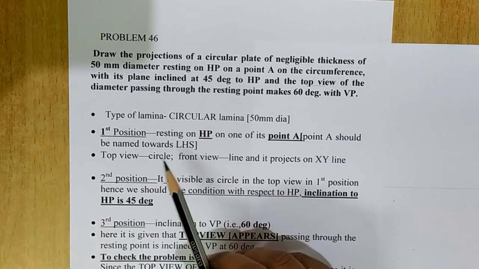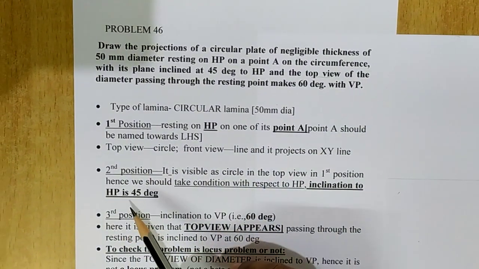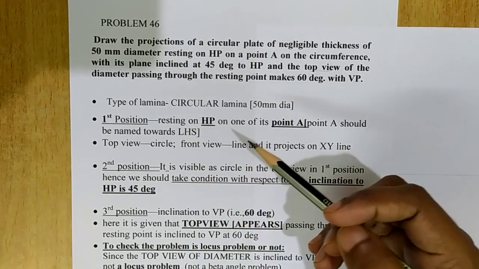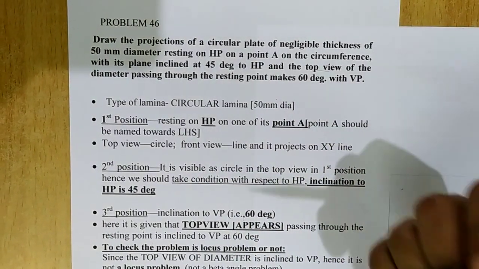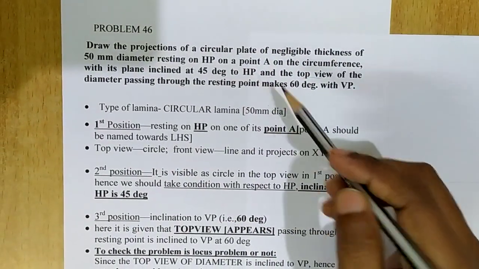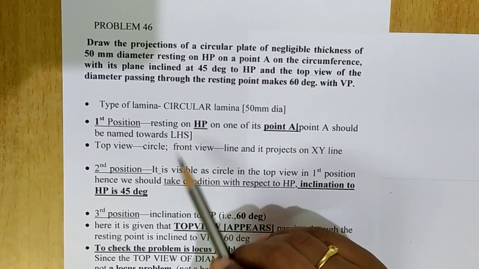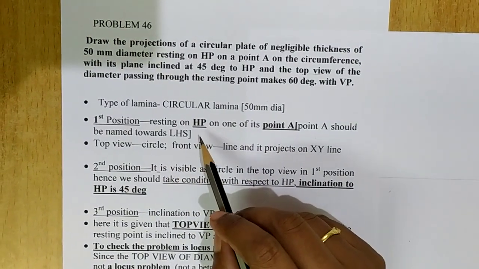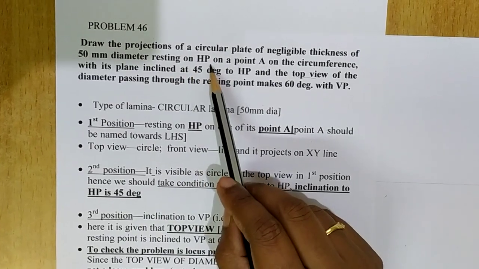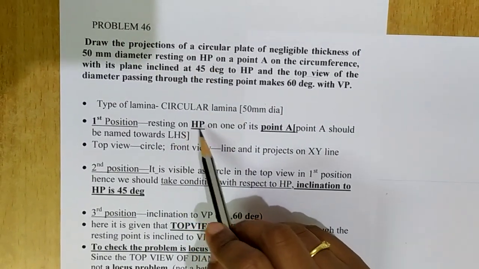So we will do the problem in three positions. The first position is the normal position. We need to identify in which plane the lamina is resting and how it is resting, whether it is resting on sides or corners, that we have to decide always. So here, since it is a circular lamina, it is a curved surface. So first we'll identify the resting plane. So it is resting on which plane? It is resting on HP. Okay, so directly he has given the resting plane is HP.